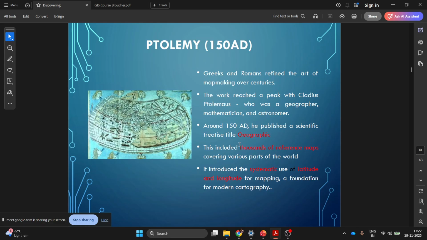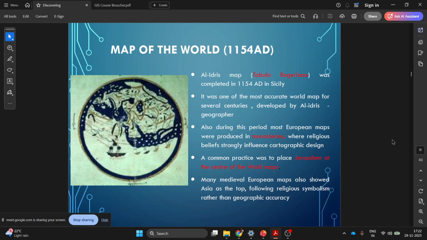So that is called Ptolemy, and it introduces the systematic use of latitude and longitude. He was the first one to introduce the latitude and longitude system in a map for better understanding of a particular location, and it acts as a foundation for modern cartography.